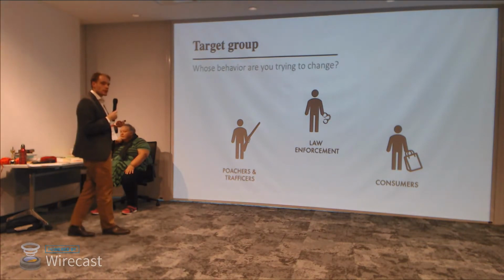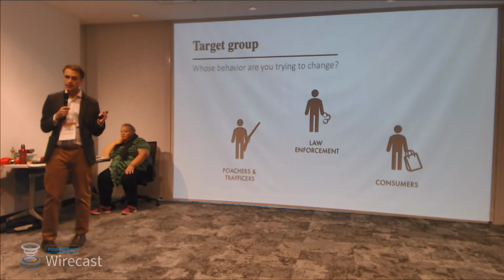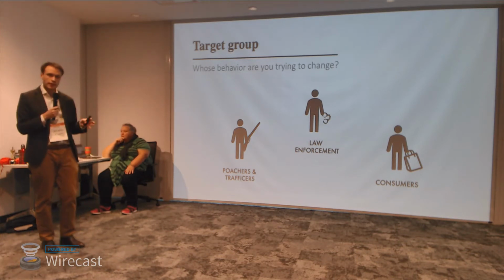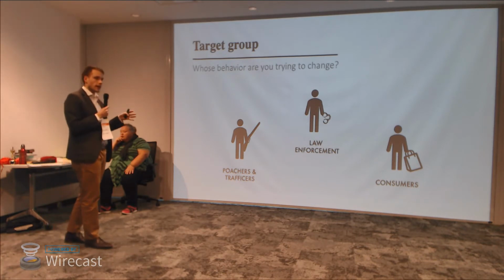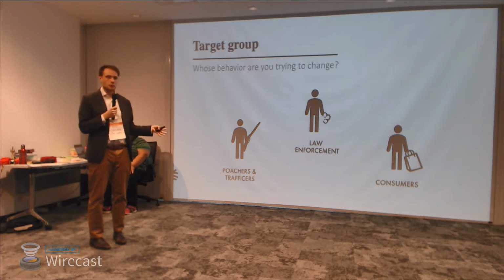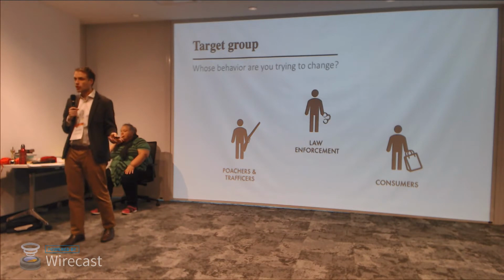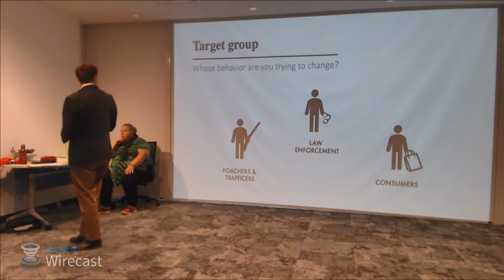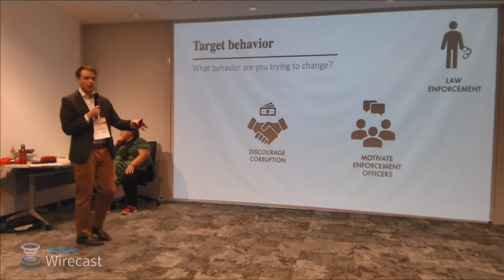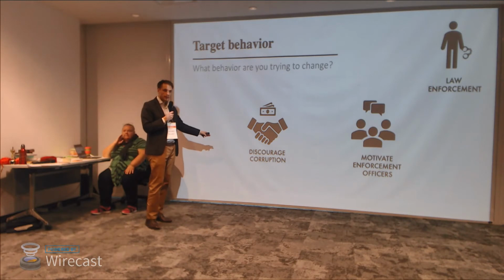Okay, so the idea with the decision tree is to start with these three key actors: poachers and traffickers, law enforcement, and consumers. We think that these are the three key agents in this whole business. And so we wanted to start from that perspective and start thinking about the behaviors that they engage in. So when you take, for example, law enforcement, we thought there were two behaviors that really mattered. Can you discourage some of the corruption that facilitates this?